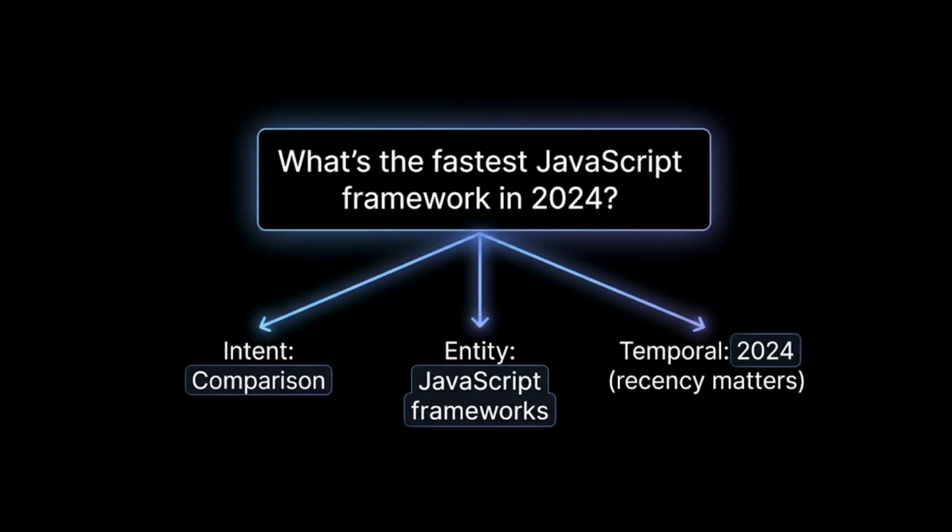There's also entity extraction, pulling out the key concepts like JavaScript framework, and temporal awareness, where the system recognizes 2024 means you want recent information. So this is where a lot of intelligence lives, honestly. A bad query understanding step will tank everything downstream because you'll retrieve the wrong stuff entirely.